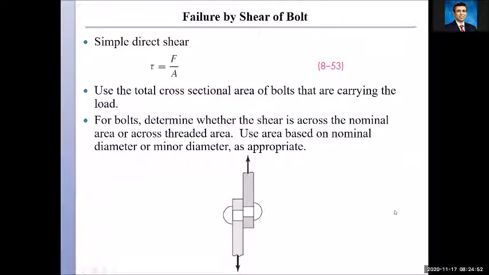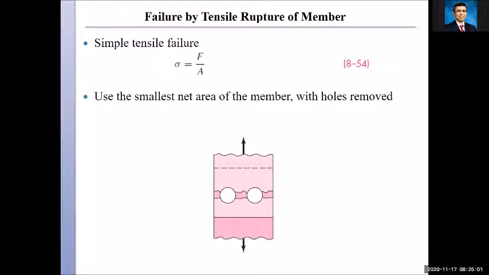So this is the second type of failure. It is failure by shear of the bolt. So the first one was bending moment. The second one is shear of the bolt. The third type of failure is a tensile rupture of the member. Tensile rupture of the member.